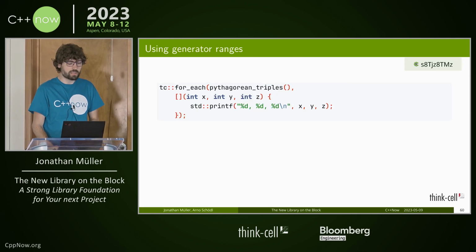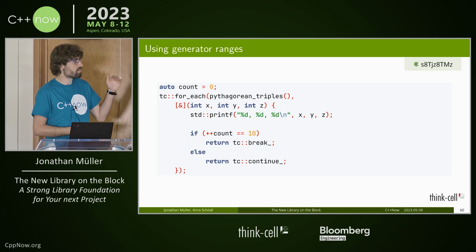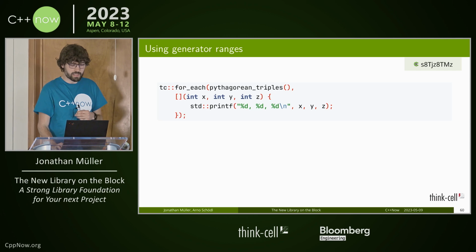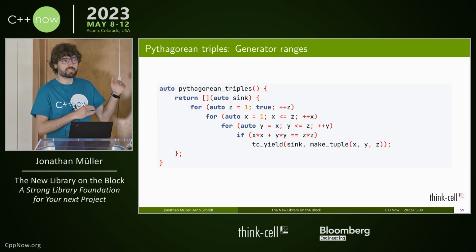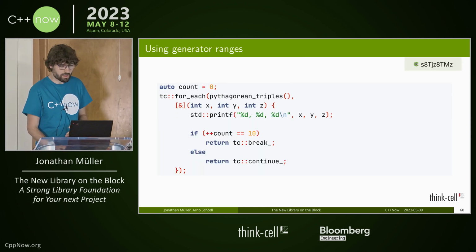So can we control that? We control it by returning either break or continue from the lambda. So we only want to print the first 10. So if we reach 10, we return break. Otherwise, we return continue. And all the magic happens inside this TC yield. So the TC yield will then detect a break or continue and abort iteration accordingly. And the implementation is not that difficult.